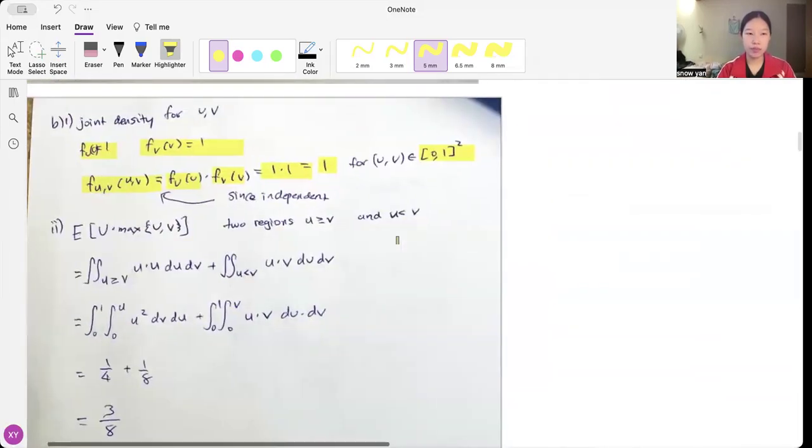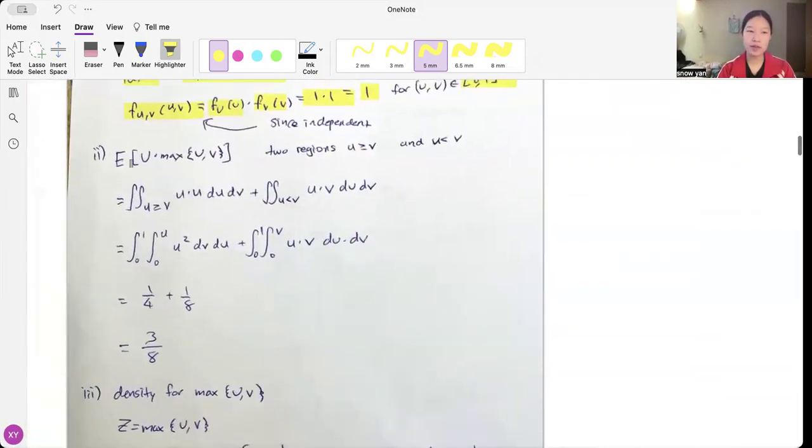Okay, so how we're going to calculate the expected value of u times max of u, v is to break it down into two regions, where u is greater than v or u is smaller than v. So we're going to have the sum of two integrals. In the case that u is greater than v, we have u times, and since u is greater, we times u again, and then it's du dv. If u is smaller than v, then v is the greater one, so the max would be v, so it's u times v. We can't just write u greater than v; we have to actually write the bounds.